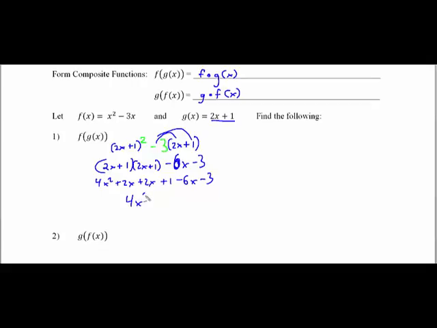So I'm going to go 4x squared. Then collect like terms, all the 2x's. 2 plus 2 is 4, minus 6 is negative 2x. And then 1 minus 3 is negative 2. This is my answer. I do not need to factor anything out. I am fully finished doing the composition of f of g of x.